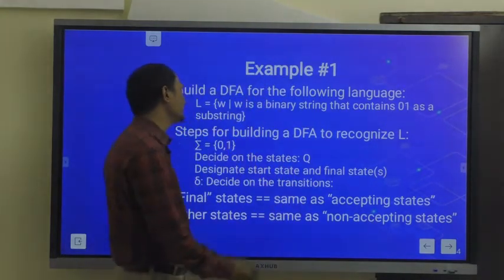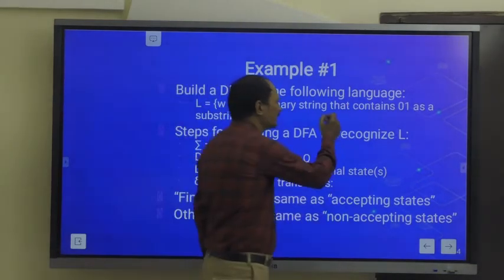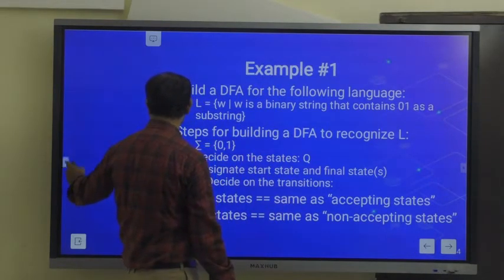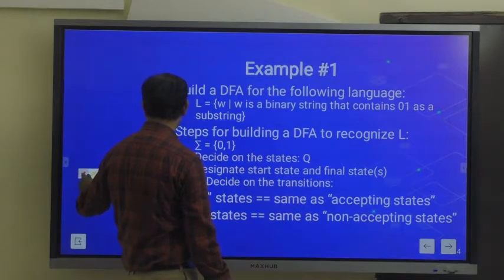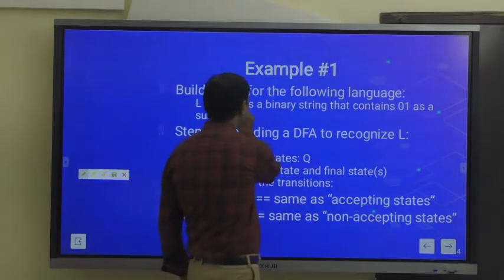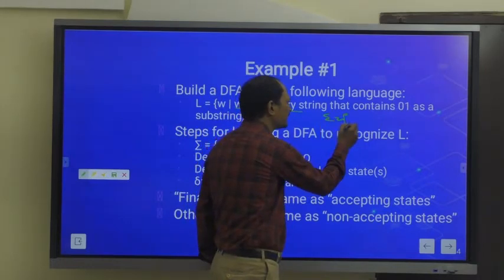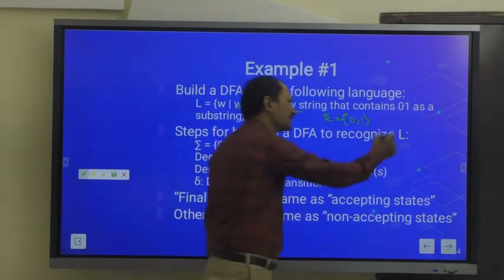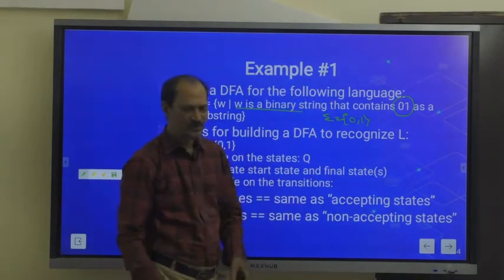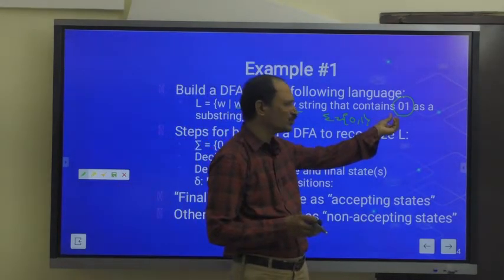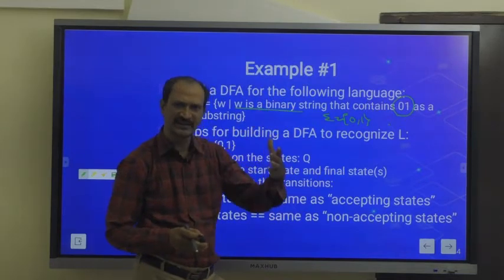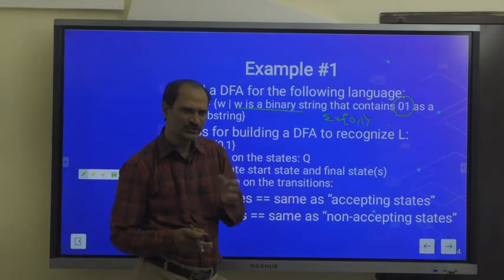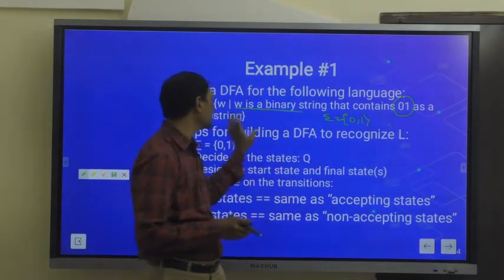The first one is, here the problem says W is a binary string. Binary string means the alphabet is a binary alphabet that consists of two symbols, 0 and 1, and the string contains 01 as a substring. I need to construct a DFA which is going to accept the set of all strings in which 01 is going to appear as a substring.